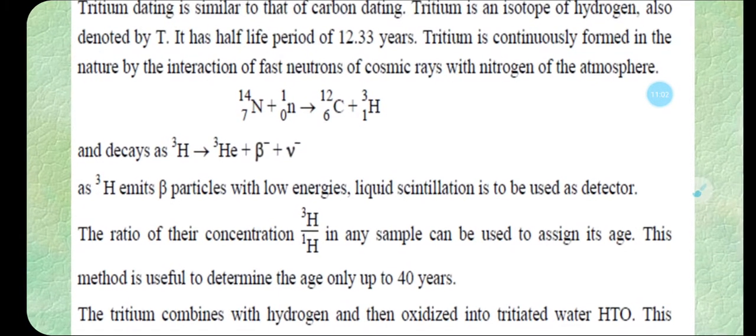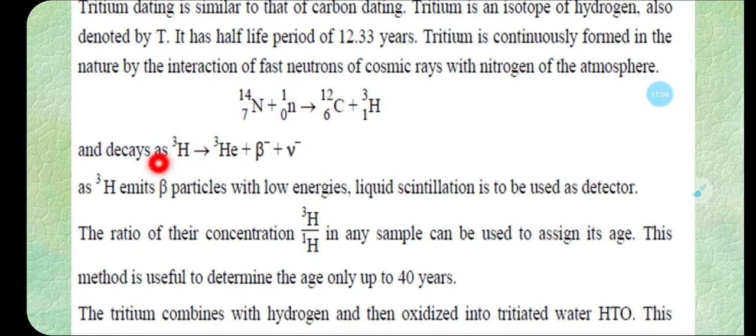And the tritium decays as: it gives helium 3 plus beta minus plus a negative charge particle. Tritium emits beta particles with low energy. Liquid scintillation is used to detect this sample.